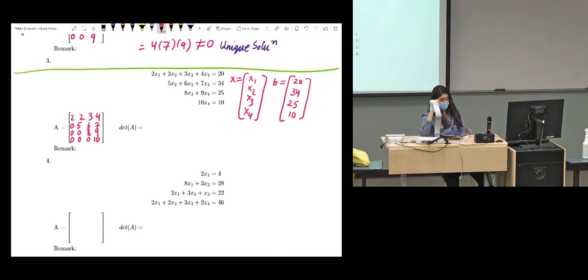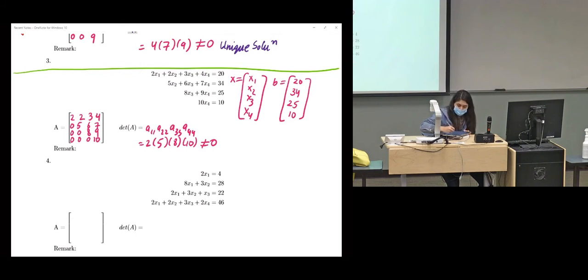The determinant will be really hard to calculate by hand right now, but we're again going to use the fact that for a triangular matrix, the determinant is simply the product of the terms on its diagonal, which is 2 times 5 times 8 times 10, which I know for a fact is not 0. So again, we are going to get a unique solution. And we note that our matrix A is upper triangular.